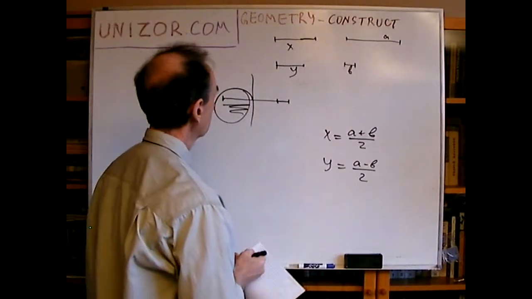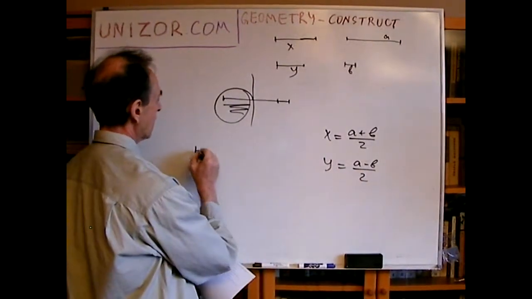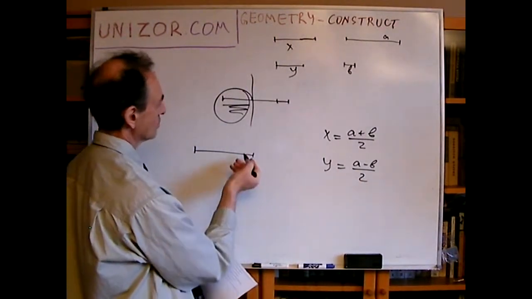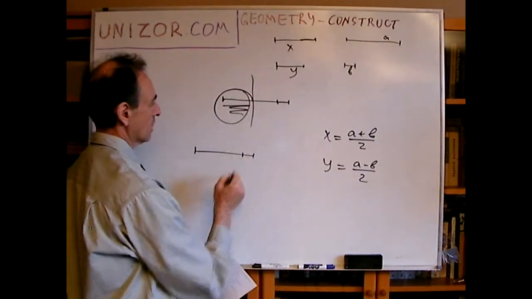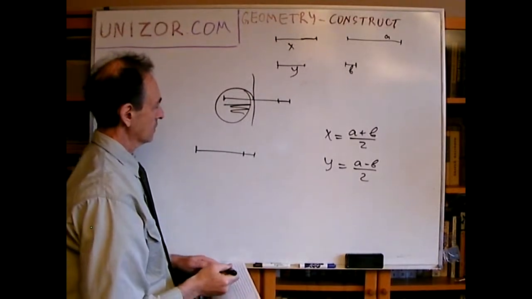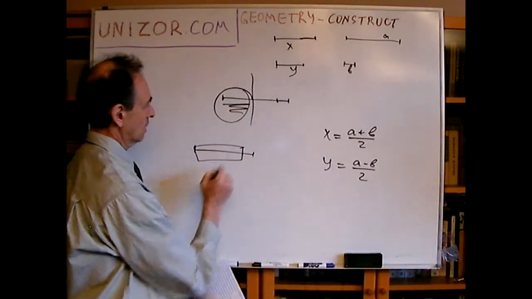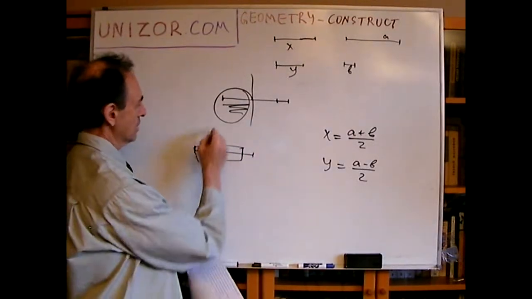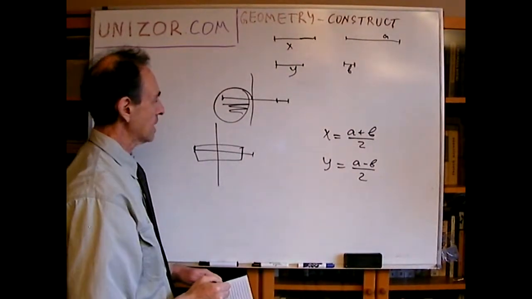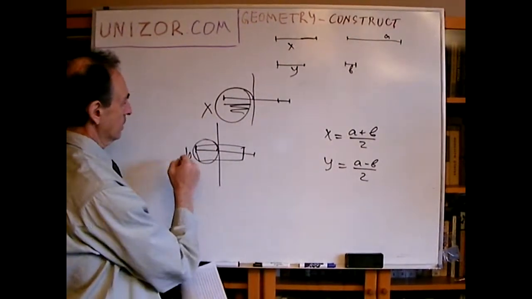Now, similarly, how to construct a minus b divided by 2? Well, you construct a again. Now you construct b in the opposite direction, towards the other end of the first segment. And this one, whatever is left of it, a minus b, you draw a perpendicular bisector, and this part is your y.